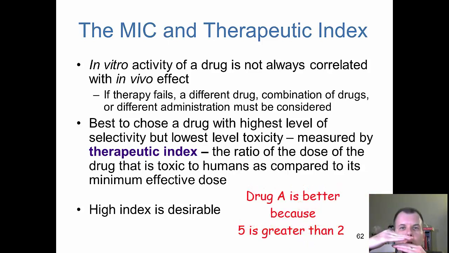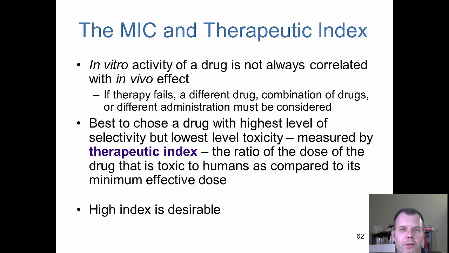So you don't want it real close, because the closer it is to each other, that means it's probably not going to be a very good drug, because it's going to be very toxic to the patient. But sometimes you have to bite the bullet and give it to that patient because there's no other choice. Okay, so that's the idea behind that. So you want a high index, and I'll draw it on here and show you that a high index is more important than a low one.